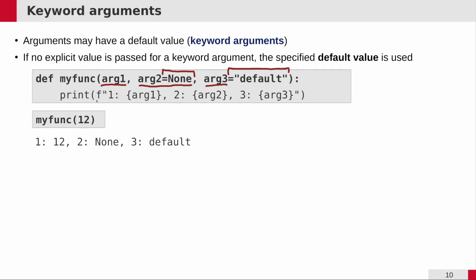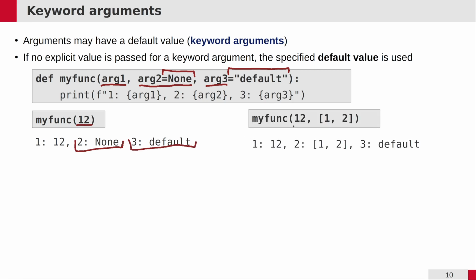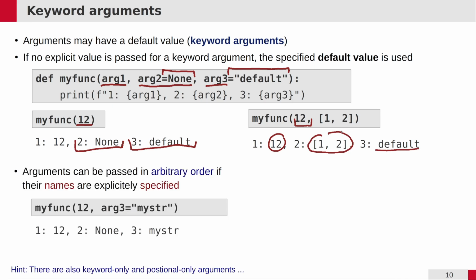Why is it good? Because then I can call my function with just a single argument only, and the second argument will be assumed to be None, and the third argument would be assumed to be the string default. What happens if I'm calling this function with 2 arguments? The first argument is passed accordingly, the second argument is passed accordingly, the third argument is missing, and therefore it will be assumed to have the default value, the string default.